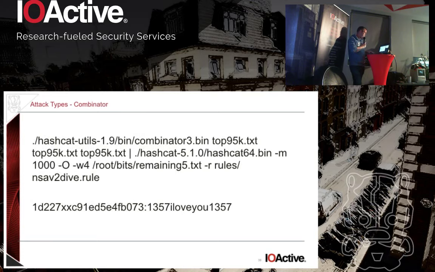Some of the Hashcat utils, so Combinator, does something very similar to the A1 mode. Combinator3 does three lists. So we've run it here and we've got something that's more like a cubic matrix of things. So it's popped out quite a hard password that you wouldn't have got through other means.